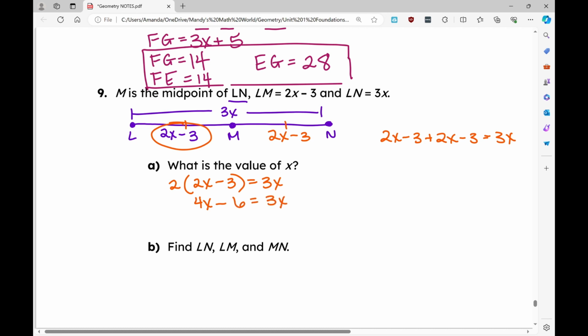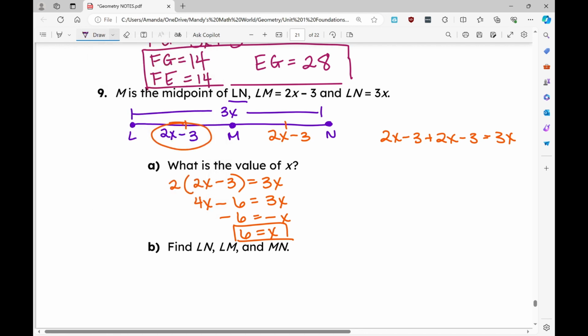And in this case, since I only have an x term on the right, I'm going to move that 4x to the right. So I'm going to subtract 4x from both sides, and I'm left with negative 6 equals negative 1x, which is just negative x. I don't want what negative x is, I want what x is. So I'm going to divide both sides by negative 1 to get x equals 6. And that is the value of x.